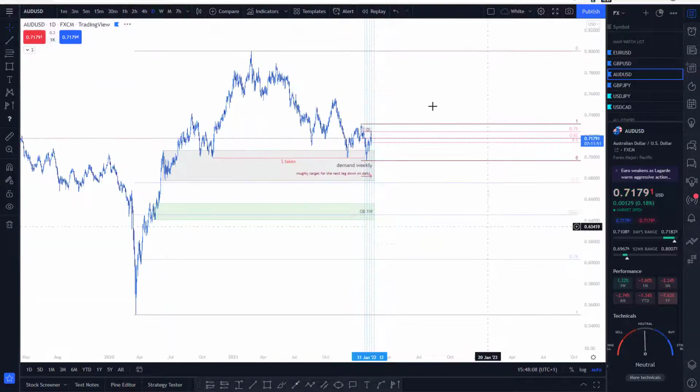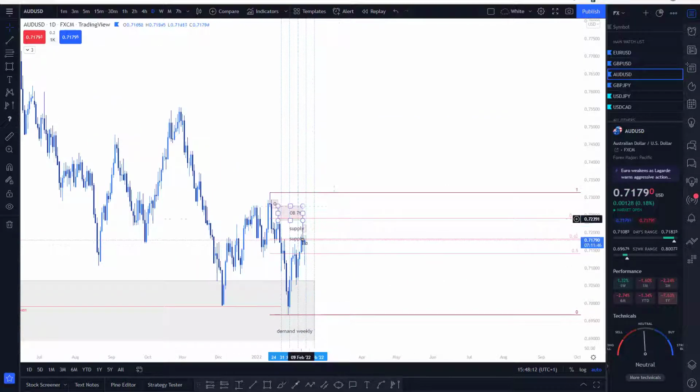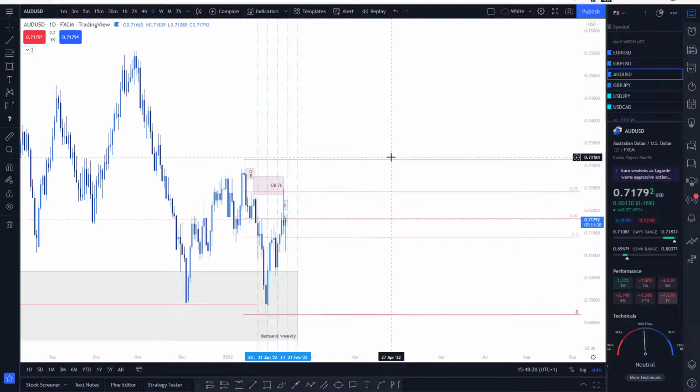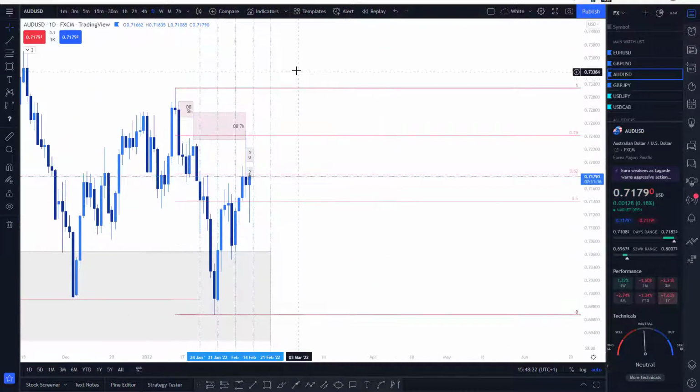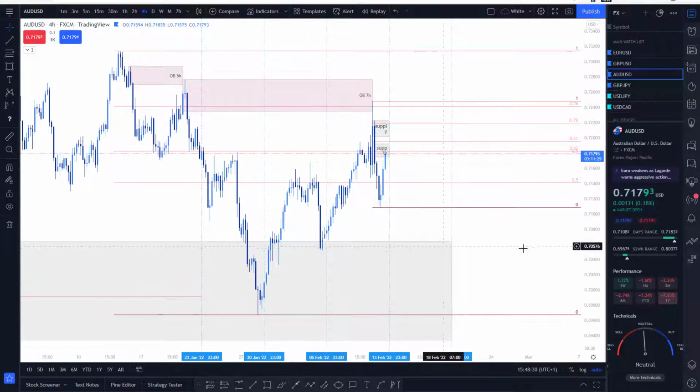In terms of next week, yeah, I see it going down. The protected 4-hour low for now is this one here. Okay. This would be the main change of character. So this was the push up, down, push up, down.